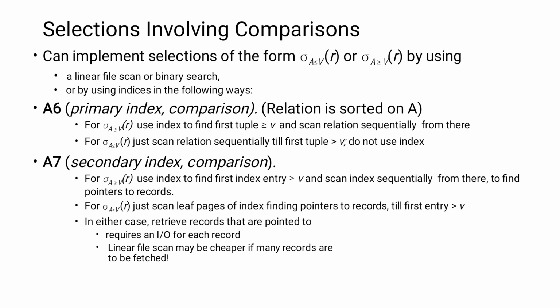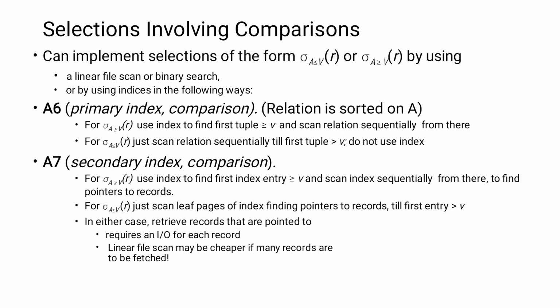And A6 is the primary index, comparison. A primary ordered index can be used when the selection condition is a comparison. For comparison conditions of the form A greater than V or A greater than or equal to V, a primary index on A can be used to direct the retrieval of tuples. For comparisons of the form A less than V and A less than or equal to V, index lookup is not required. We use a simple file scan starting from the beginning of the file and continuing up to the first tuple with the attribute A equal to V.